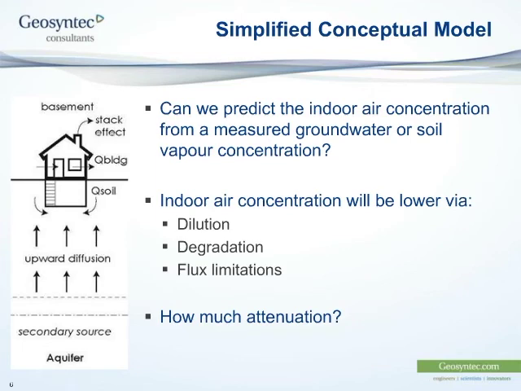Our simplified conceptual model, in the very beginning, people were wondering, can we predict the concentrations inside the building from some measurement of concentrations in groundwater, or maybe the concentrations in soil vapor? And it was understood very early on that the indoor air concentrations would be lower because of dilution. The buildings are ventilated. For some chemicals, degradation. And depending on the geologic conditions, there could be limitations to the upward flux of chemicals from below. But that led to the question of exactly how much attenuation would we expect.